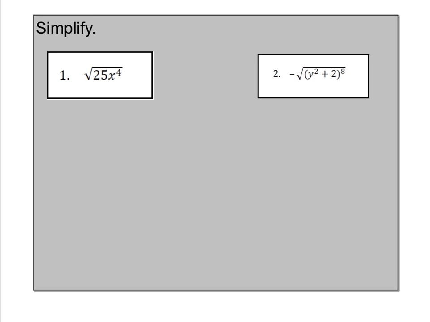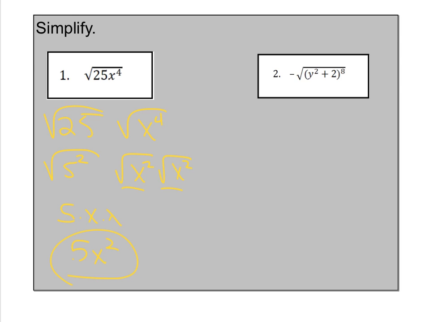So start off here. If I break this apart and go square root of 25, square root of x to the fourth, square root of 25 is 5 squared. X to the fourth, I'm actually going to break apart into x squared and x squared. Square root of 5 squared is 5. Square root of x squared is x. Square root of x squared is x. So that's going to be 5x squared.